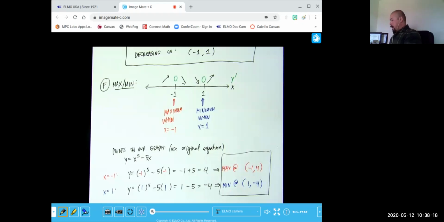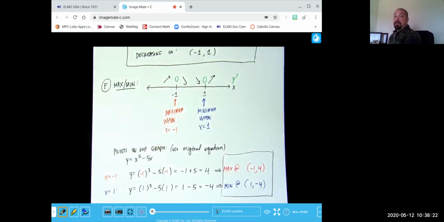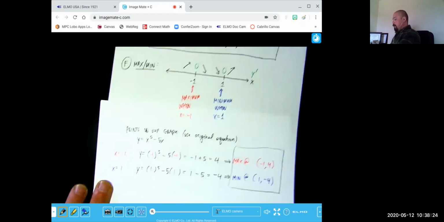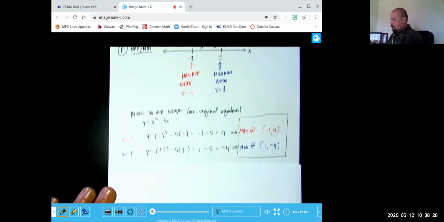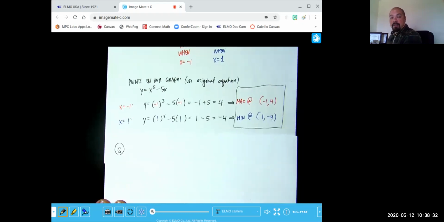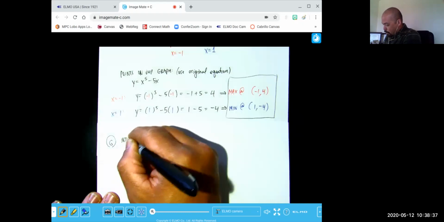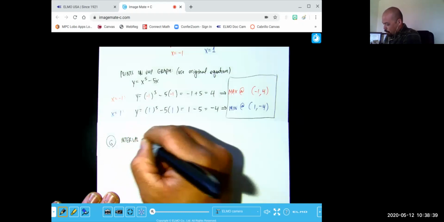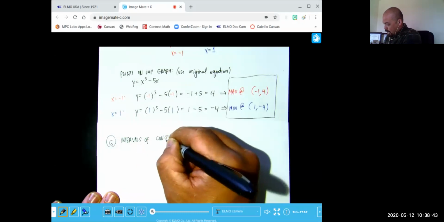So there's that max min, looking at those intervals of increase, decrease. Okay? So then, the last piece, the last calculus talk before we put all this together in a graph, letter G, are intervals of concavity, or basically our concavity discussion, using that second derivative.